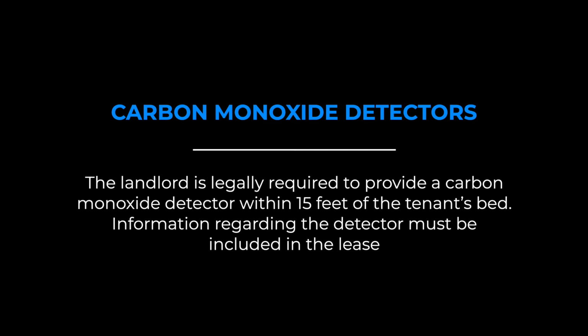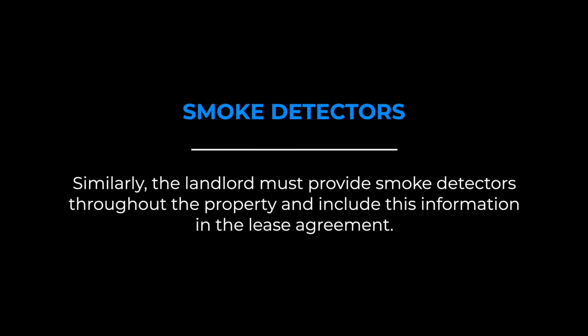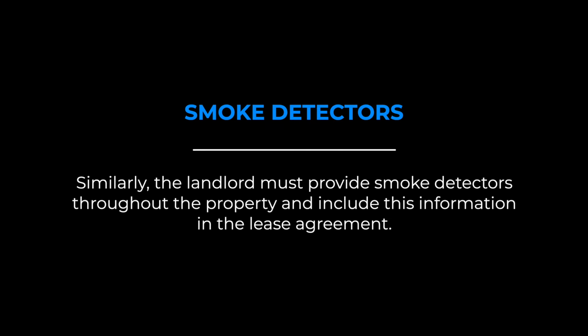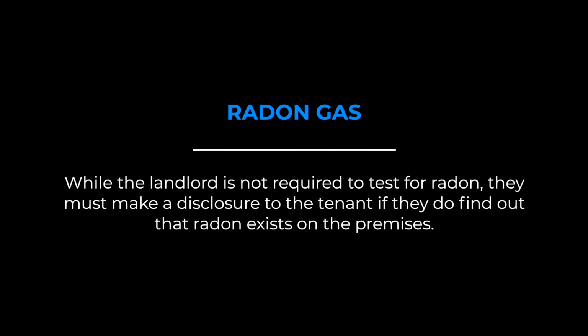The landlord is legally required to provide a carbon monoxide detector within 15 feet of the tenant's bed. Information regarding the detector must be included in the lease. Smoke detectors. Similarly, the landlord must provide smoke detectors throughout the property and include this information in the lease agreement. Radon gas. While the landlord is not required to test for radon, they must make a disclosure to the tenant if they do find out that radon exists on the premises.